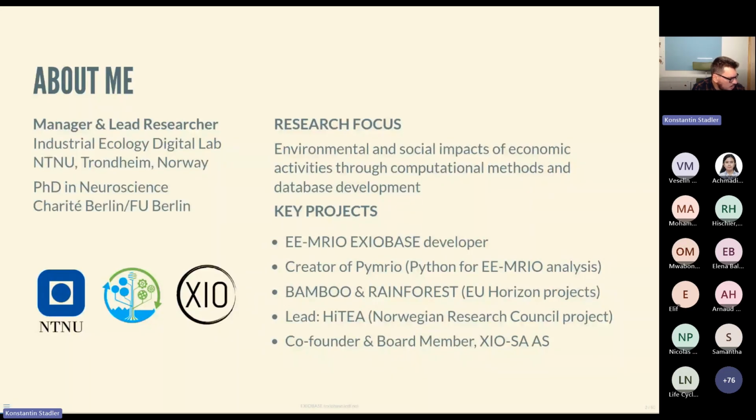I'm currently contributing to two European Union Horizon projects, BAMBOO and RAINFOREST, and I'm leading one Norwegian Research Council project, HIT. And in the last year, we also established a startup for the commercial use of Exiobase, which is Exio Sustainability Analytics.